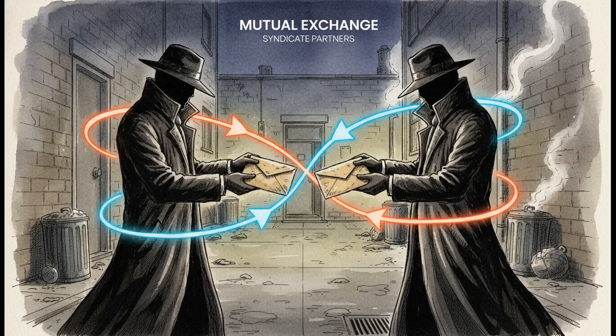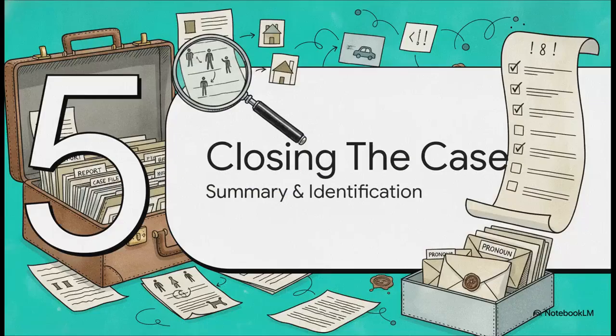And we also have to account for reciprocal pronouns. These indicate a mutual exchange between two or more players in the city, things like each other and one another. For example, the brothers helped each other. It shows a two-way street of action, kind of like partners in a syndicate working together to achieve a common goal.